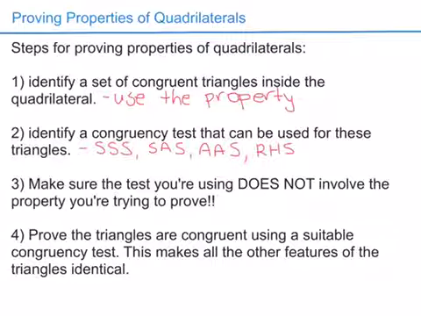You need to make sure that the test that you're using does not involve the property you are trying to prove. If we're trying to prove that the opposite sides of a parallelogram are equal, then we are not allowed to use those sides in our proof. We need to use other known information to get to that property. And lastly, once we've worked out all of the information we're going to use in our proof, we need to set up our proof properly and make sure that it makes mathematical sense.